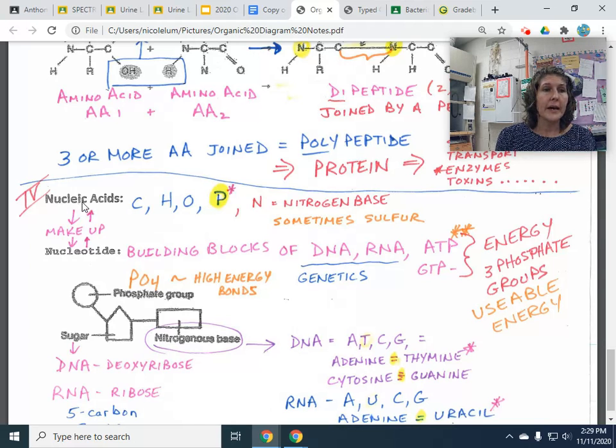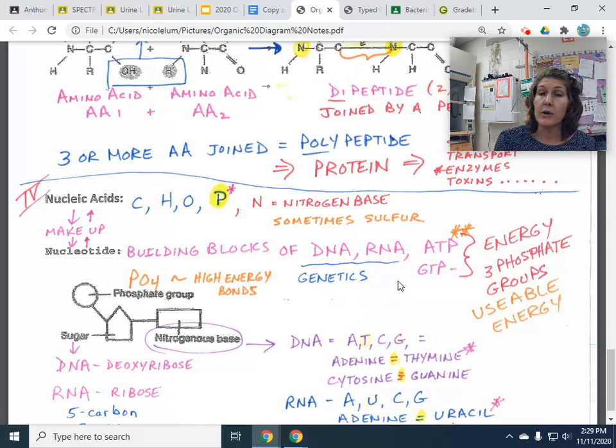So nucleic acids, deoxyribonucleic acid, ribonucleic acid, DNA and RNA are made up by what is known as nucleotides. So just like amino acids are your building blocks of proteins, nucleotides are building blocks of nucleic acids. And what a nucleotide is: 1 sugar, notice it's a ring, 1 phosphate, 1 nitrogen base. Their structure, when I string them all together, makes up DNA or RNA.